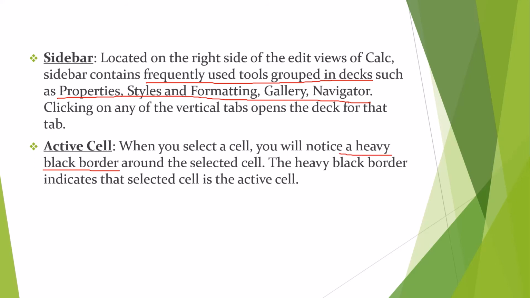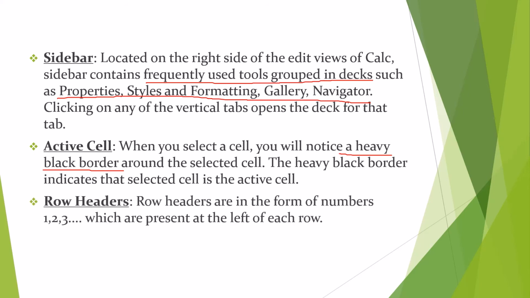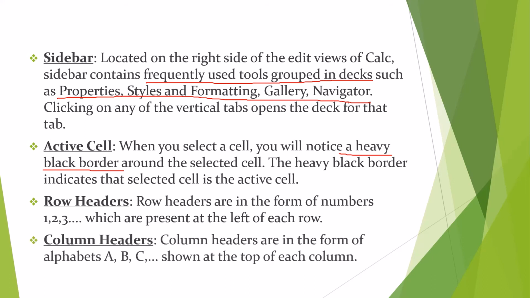Next are the row headers. Row headers are basically the numbers present at the left of each row. They are 1, 2, 3, 4 and so on. Similarly, there are the column headers. They are in the form of A, B, C, whereas the row headers are in the form of 1, 2, 3. And the row header and column header together make the cell reference.